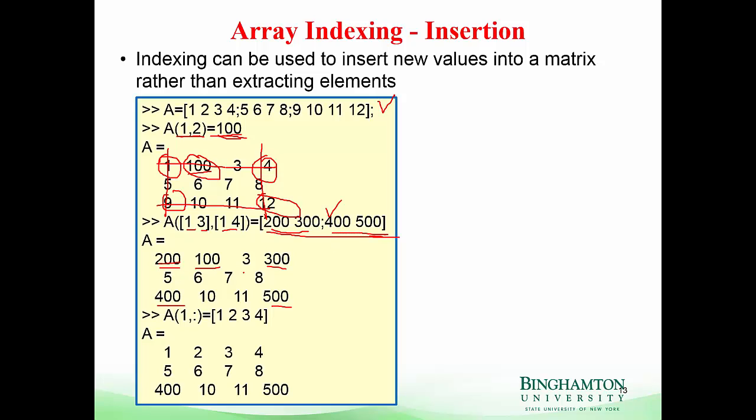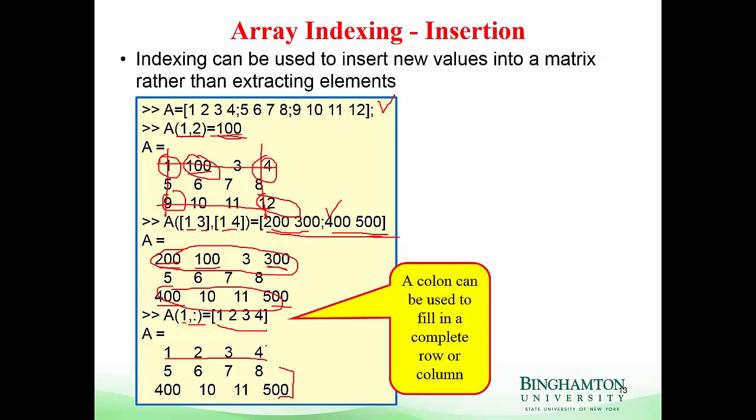That's why the 200 and the 300 are in the first row there, and so on. I can also use the colon to replace an entire row. So remember, I've already got these numbers in here, so the 400 and 500 stuff will stay the same. I'm trying to completely replace the first row, and it's going to get replaced by 1, 2, 3, 4. So that's kind of nice.